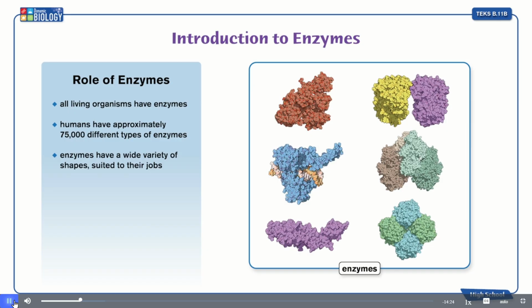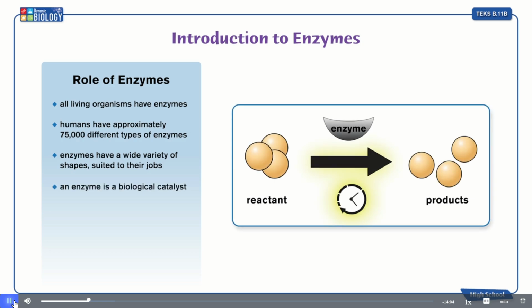Enzymes come in all kinds of shapes, and each unique shape is suited to its job. The enzymes you see here illustrate just a few of the limitless examples of enzyme shapes. So, what exactly are enzymes, and how do they do these important jobs? Enzymes are biological catalysts. A catalyst is any substance that helps speed up a chemical reaction. So, enzymes are molecules that speed up chemical reactions in living organisms.